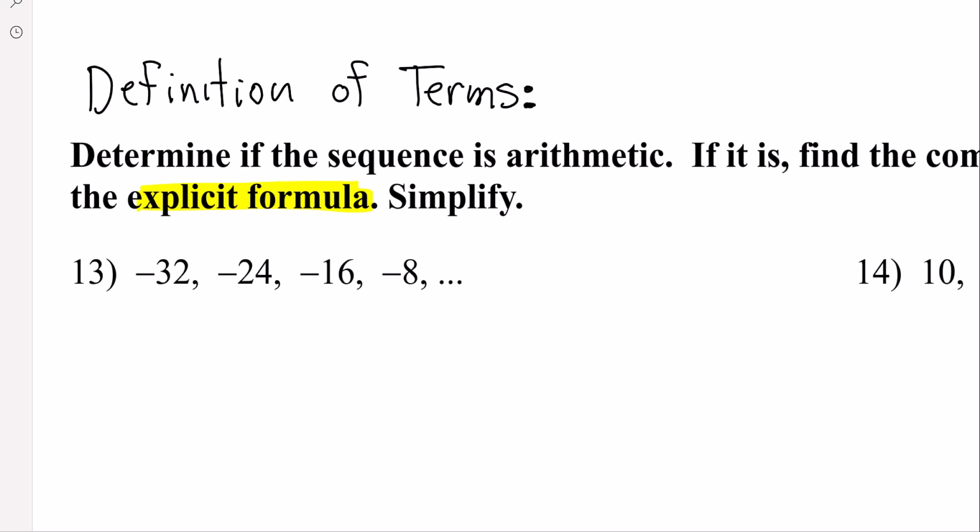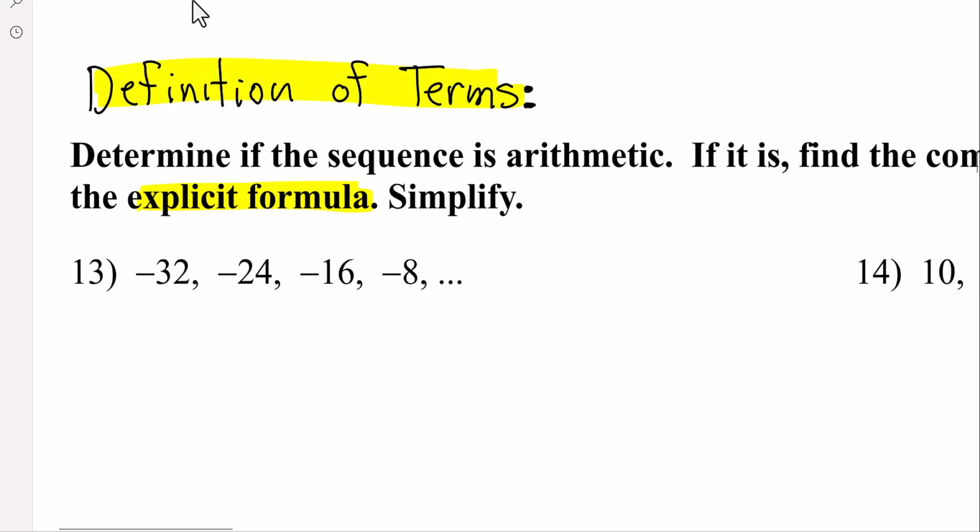Okay, now your tasks are going to be a little bit more complex, but if you know the definition of terms and you're given a formula, it really isn't that difficult. All right, so let's start with definition of terms.